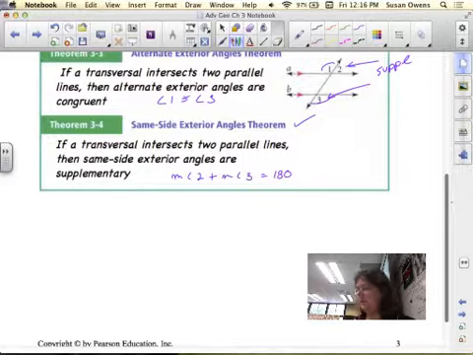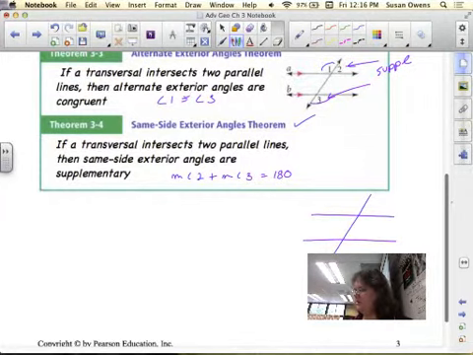Okay, so this one I don't have anything to start with, so I'm going to start with a diagram. I want to prove that same side exterior angles are supplementary, so I'm going to label 2 same side exterior angles. Okay. I need lines, so I'll call this N and M. Okay. So in order to do this proof, notice the hypothesis is if a transversal intersects two parallel lines.